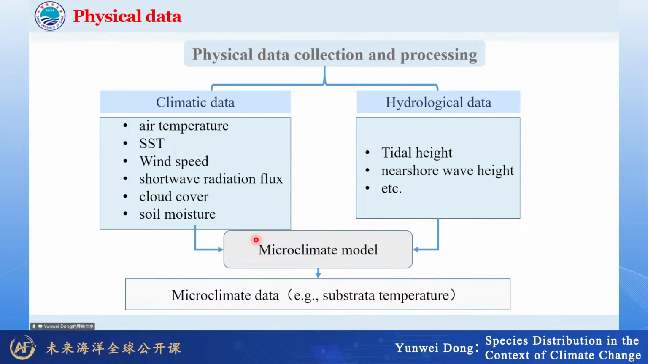We can download the climatic data and also the hydrology data, like tidal height and wave height, and also the climate data like air temperature, sea surface temperature, wind speed, shortwave radiation, cloud cover and soil moisture. Then we can use the microclimate model. You can find a really useful package, NicheMapper, to do this.